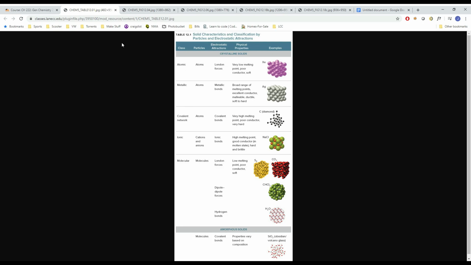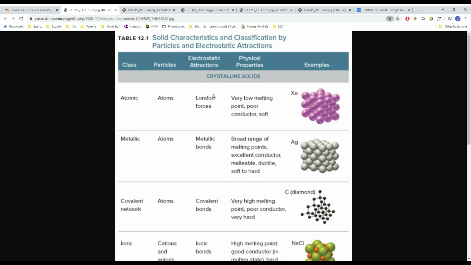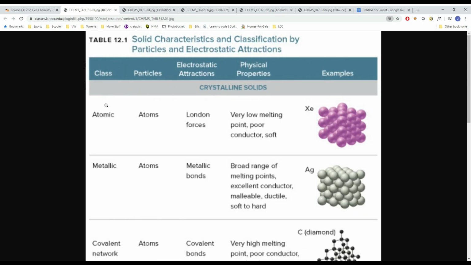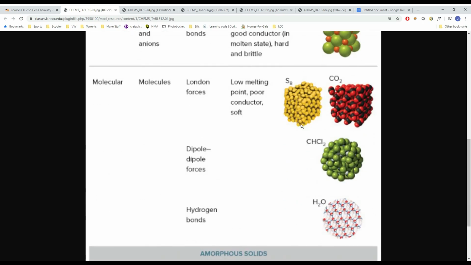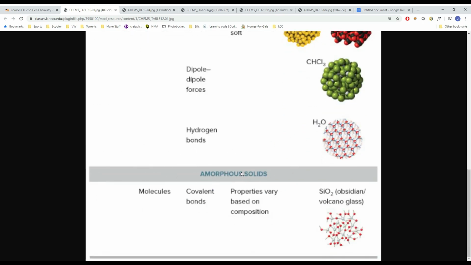All right, so if we look at table 12.1 from your textbook, the first thing is we have all these different types of solids. And the first major breakdown is we have crystalline solids. And these are just organized stacking structures that repeat over and over again. Like there is a pattern, there is a process. And then the other example is amorphous solids. And most solids are crystalline.